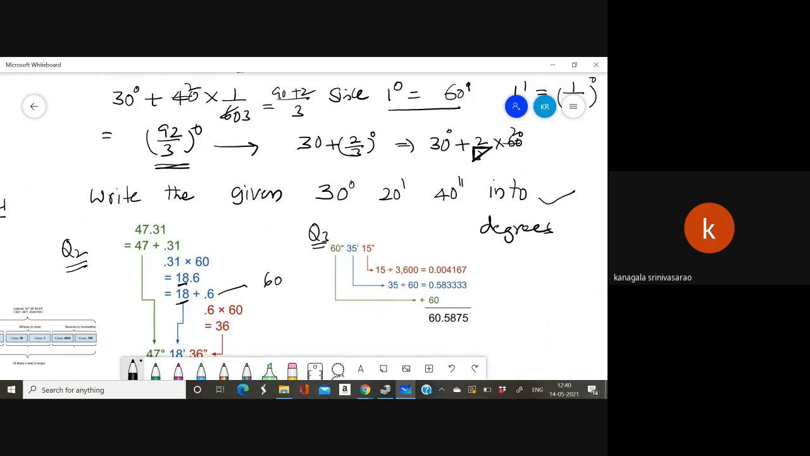In the same way, you can convert 60 degrees, 35 minutes and 15 seconds fully into degrees. So this is my class number 2 on measurements of angles. Degree measure is completed. In the next class, I will discuss radian measure.